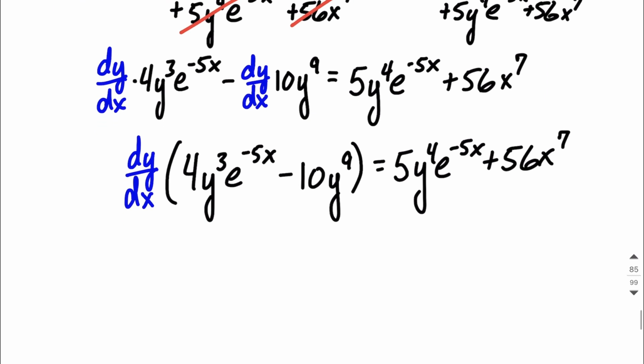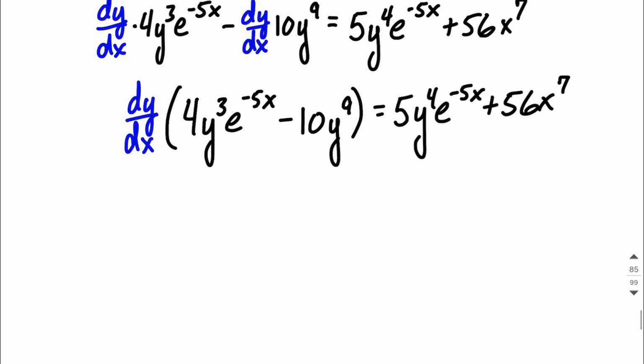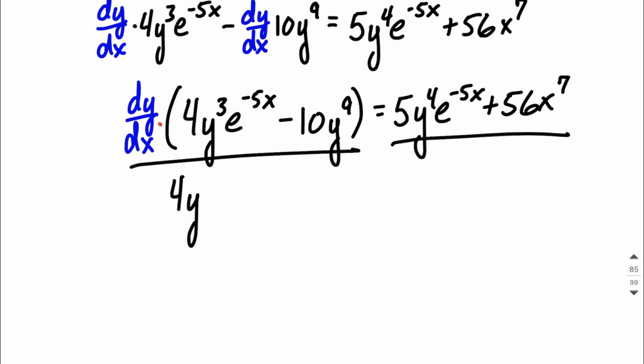All right, all that remains is our end goal is to get the dy dx on one side by itself. So currently it's being multiplied by that entire big set of parentheses. So we're going to divide both sides by what's in that set of parentheses. So divide by 4y cubed e to the negative 5x minus 10y to the 9th power. Do the exact same thing on the right-hand side.